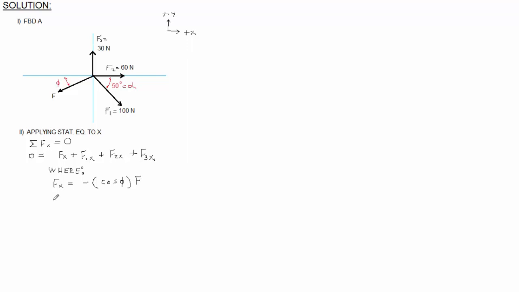Next we have F1x, and F1x is acting in the positive direction. And the value of F1x is cosine alpha times F1. Then we have F2x. F2 is also acting in the positive direction, and the value of F2x is simply F2. Finally, we have F3x, and since F3 has no x component, its value is 0. This line is still required even though F3x is equal to 0.